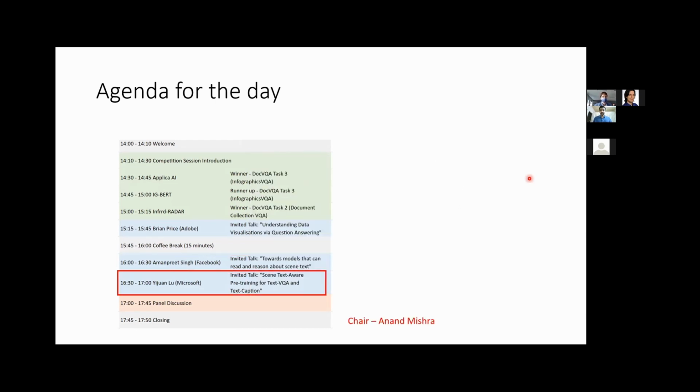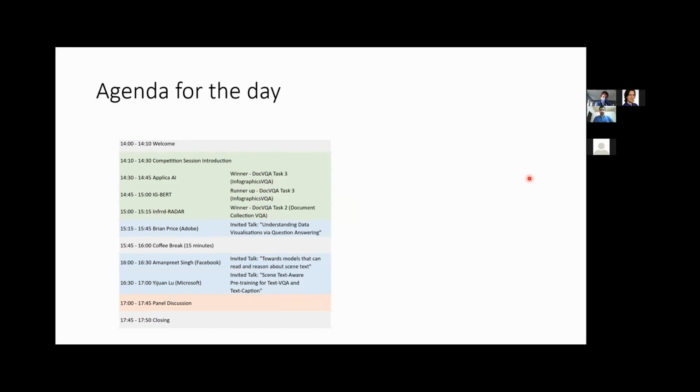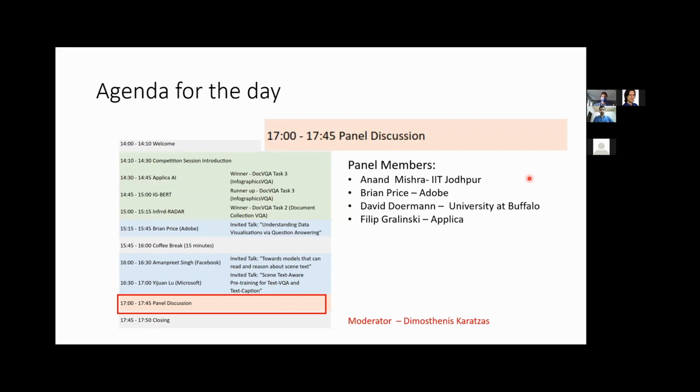In the last invited talk, Lucy will be talking to us about her research at Microsoft on building multimodal transformer-based architectures for DocVQA. Dr. Anand Mishra from IIT Jodhpur will be chairing this talk. The last item for today is a panel discussion moderated by Demos. Our panel members are Anand Mishra, Brian Price, David Doorman, and Philip from Applica.